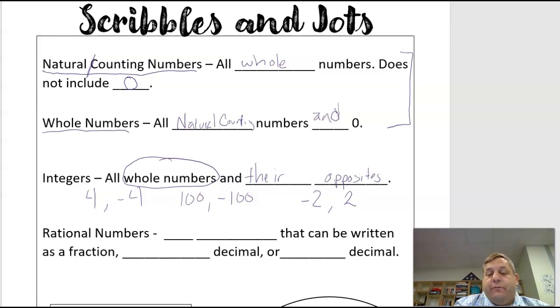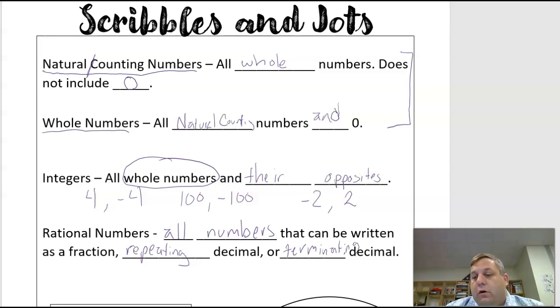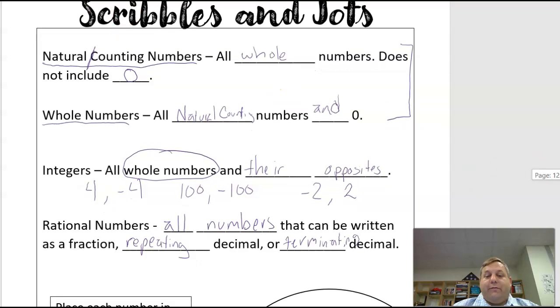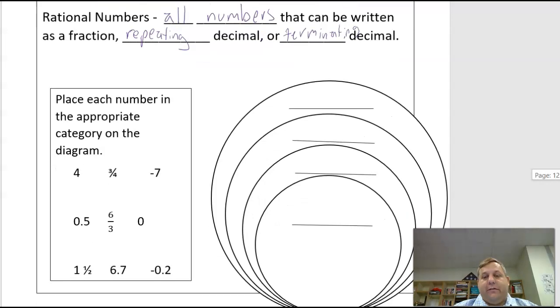Rational numbers: all numbers that can be written as a fraction, a repeating decimal, or a terminating decimal. So we all know what a repeating decimal is. We have seen that 1/3 equals 0.3 repeating. We know that means that the 3 goes on and on and on, and there's just never an end to that. Terminating just means exactly what the word sounds like. Terminating means to end something. So it ends. So any decimal value that has an ending, 0.5, 0.47.